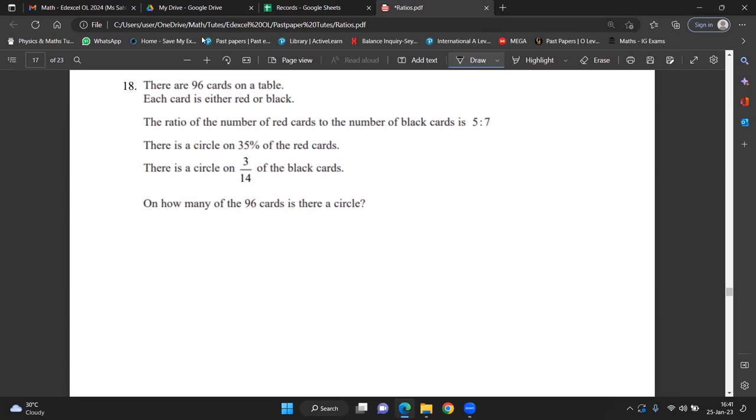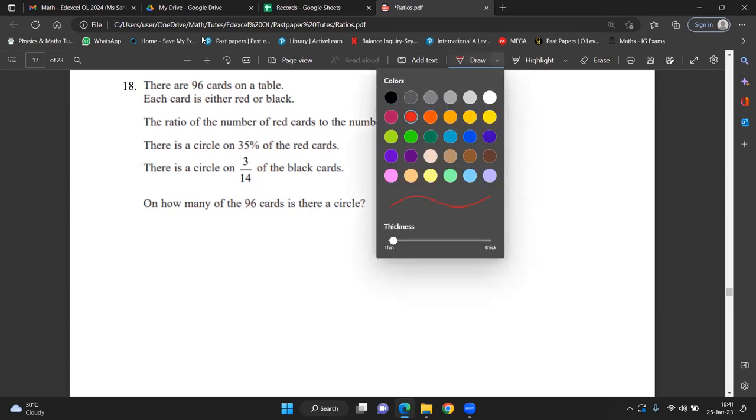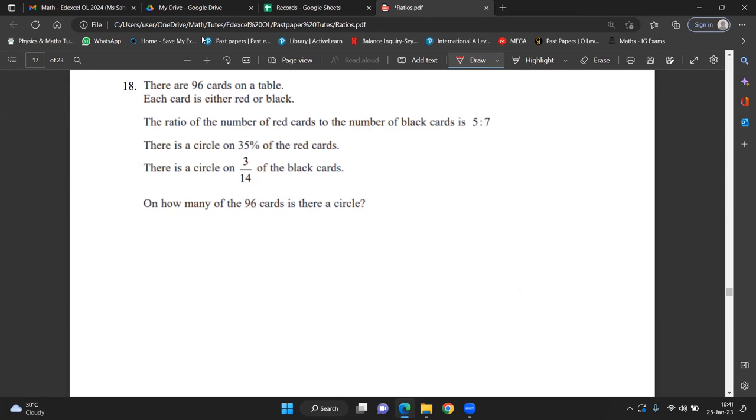Each card is either red or black. The ratio of the number of red cards to black cards is 5:7. On top of 5 and 7, can you name them? 5 is red or black? Red. 7 is black. There is a circle on 35% of the red cards and there is a circle on 3/14 of the black cards. How many of the 96 cards have a circle?